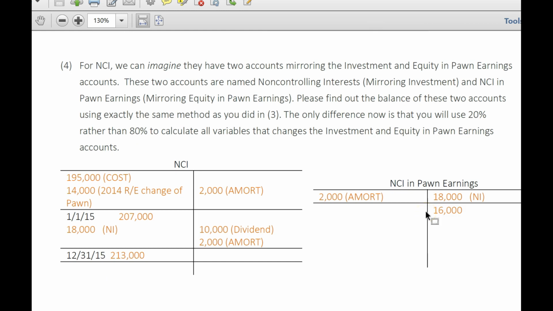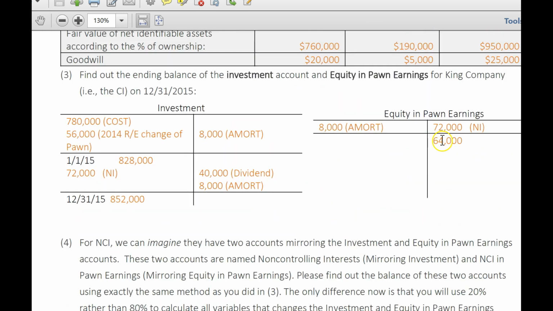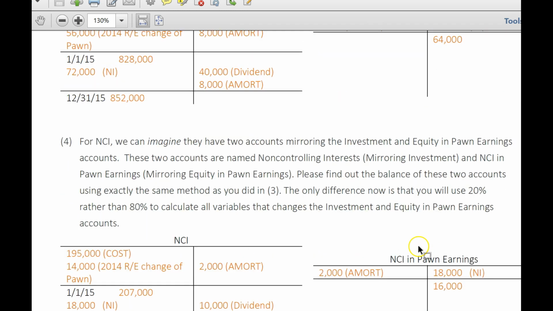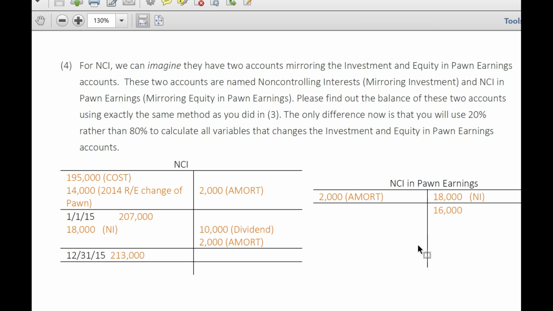In this chapter, we introduce two sets of accounts, which mirror the investment account and the equity in subsidiaries' earnings account separately. But these two accounts, I want to emphasize, don't exist on the books. They are for our convenience to calculate the ending balance of NCI and the NCI in subsidiary's net income. You will see why this is useful when we do the worksheet approach.